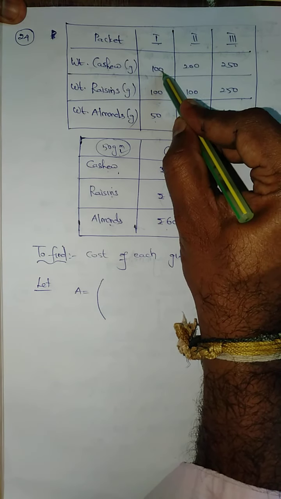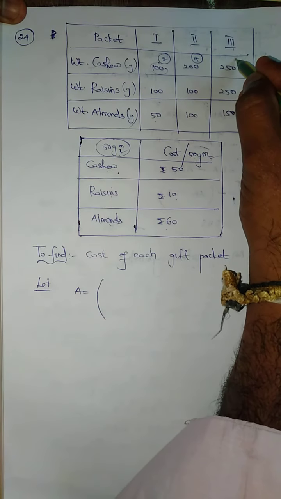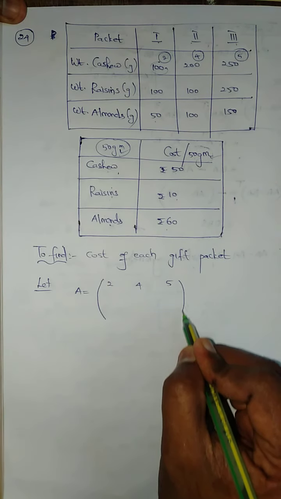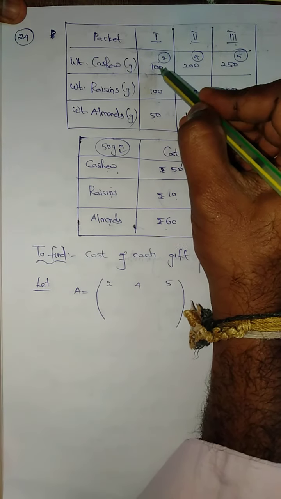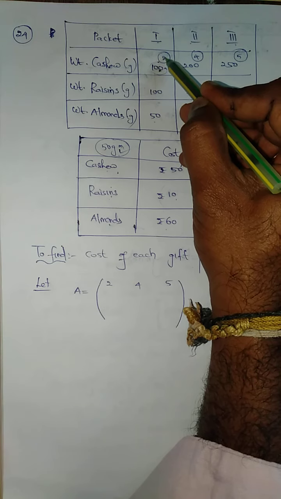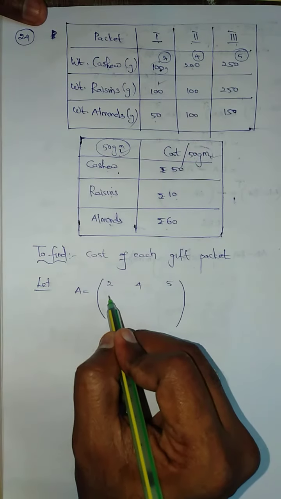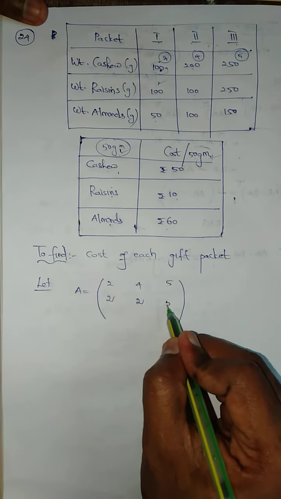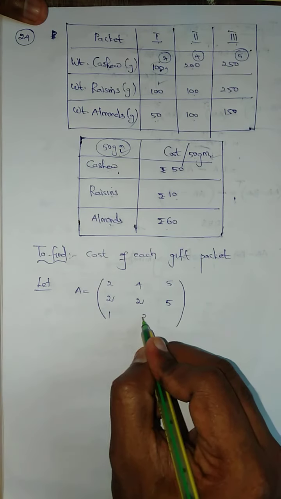Full cashew nut: 2, because it contains 250 grams. Here 450 grams, here 550 grams. So I take it as 2, 4 and 5, because 5 into 50 is 250. 2 into 50 is nothing but 100. So like this one. This one is also 2, this one is going to be 2, this one is going to be 5. 2, 2, 5. Next this one is 1, 2, 3.